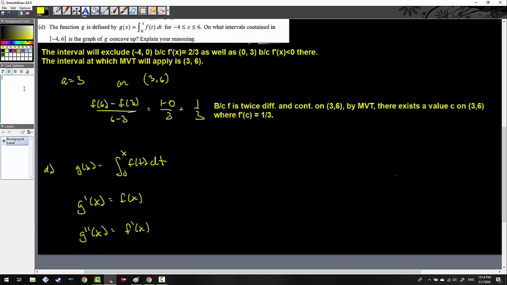So since we made that established relationship, we can say on -4 to 0 union 3 to 6, g is concave up because you could say g double prime is positive, or you could say because g prime is increasing, or you could say f is increasing. Either one of them is okay because we made that established relationship.